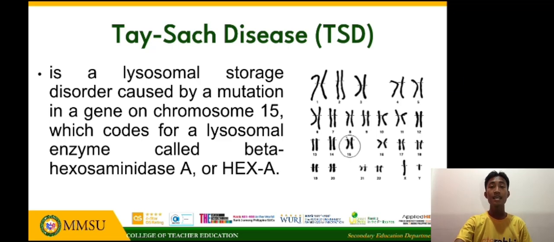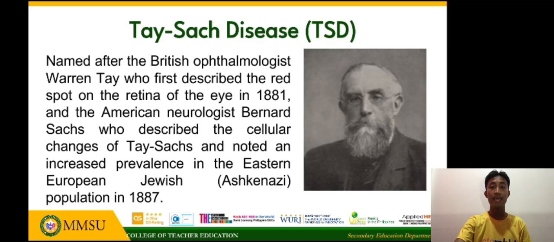The next slide is a history of Tay-Sachs disease. It is named after the British ophthalmologist Warren Tay, who first described the red spot on the retina of the eye in 1881, and the American neurologist Bernard Sachs, who described the cellular changes of Tay-Sachs and noted an increased prevalence in the Eastern European Jewish population in 1887.